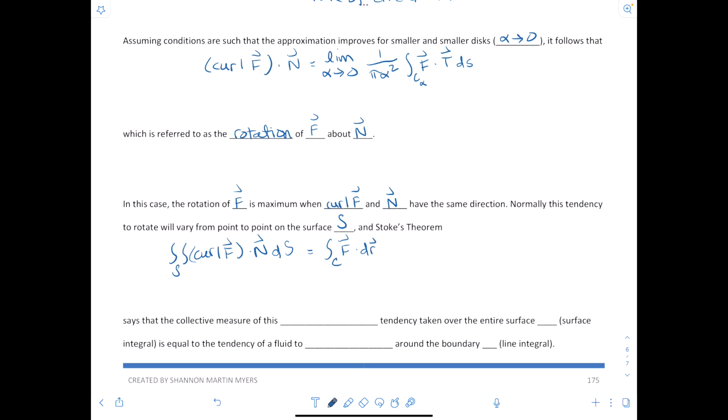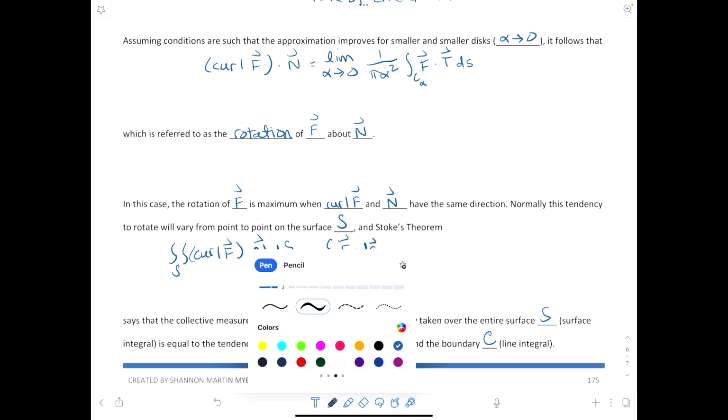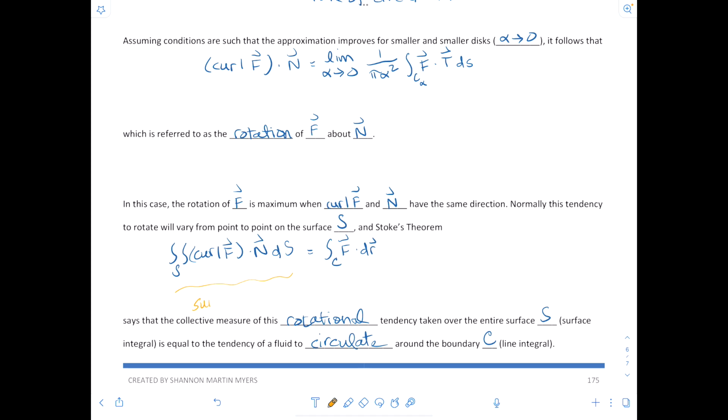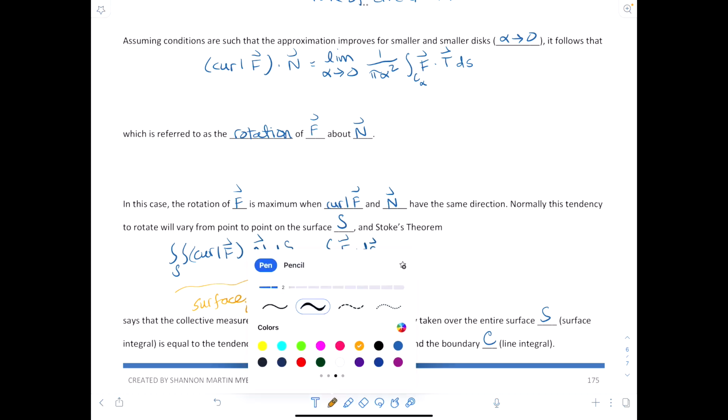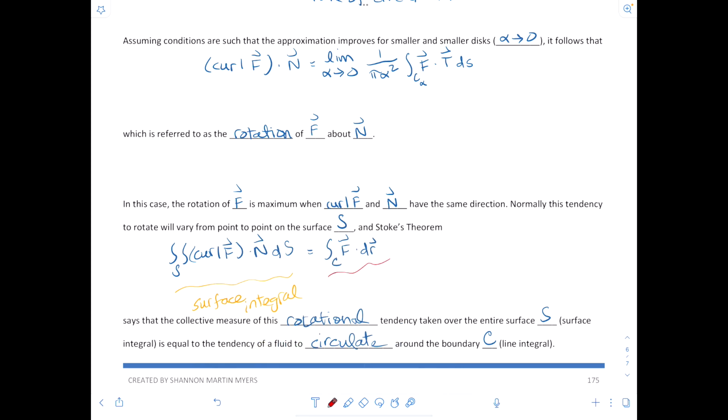It says that the collective measure of this rotational tendency taken over the entire surface S, the surface integral, is equal to the tendency of a fluid to circulate around the boundary C, which is that line integral. So this one is the surface integral, and this one here is our line integral.